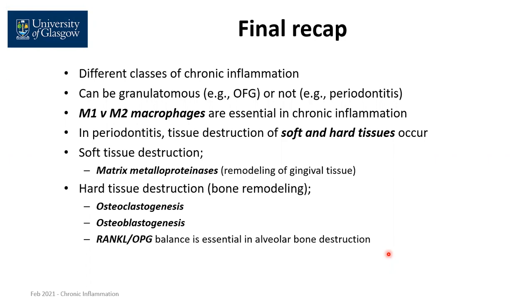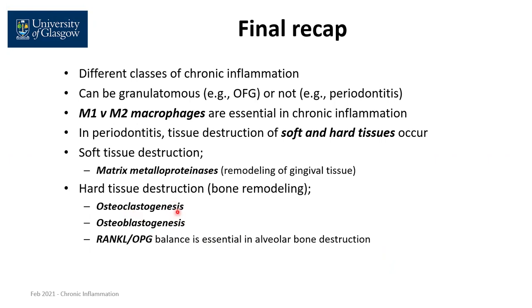In periodontitis, tissue destruction of soft and hard tissues can occur. When you're talking about soft tissue destruction, this is your MMPs, so your matrix metalloproteinases that can remodel the connective tissue that is underlying the actual gingival epithelium. And then on the other hand, you have destruction of the hard tissue as well, this process of bone remodeling, basically the equilibrium in bone remodeling being disrupted within the disease.